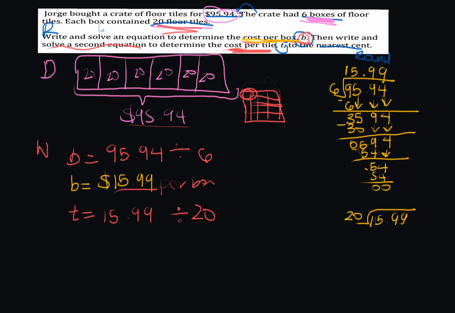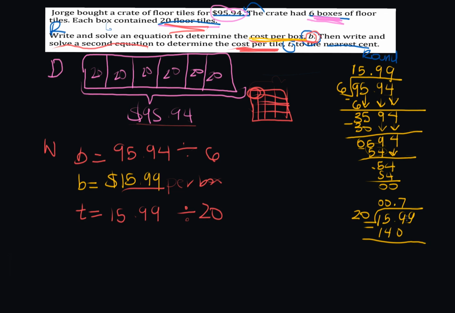So now, does 20 go into 1? No. Does 20 go into 15? No. So we draw our zeros and we bring our decimal place up. Does 20 go into 159? Yup. So 20 times 10 is 200. 20 times 5 is 100. So we have to go right in between that. 20 times 8 is 160, which is 1 too much. So we have to go to 20 times 7. 7 times 20 is 140.